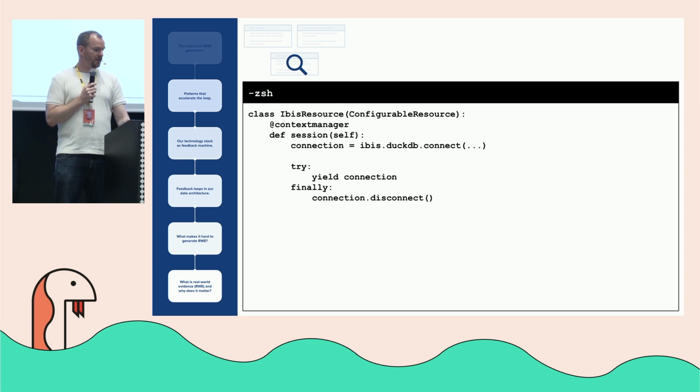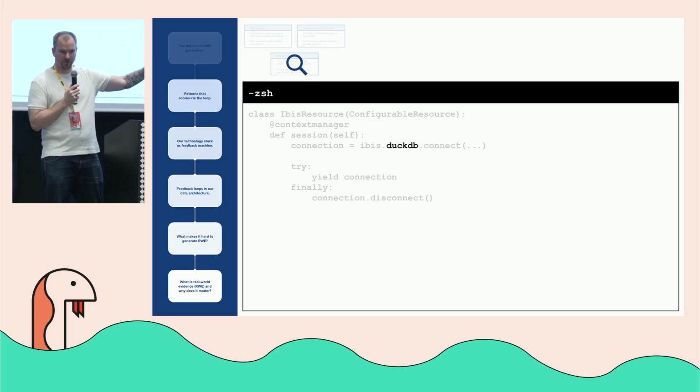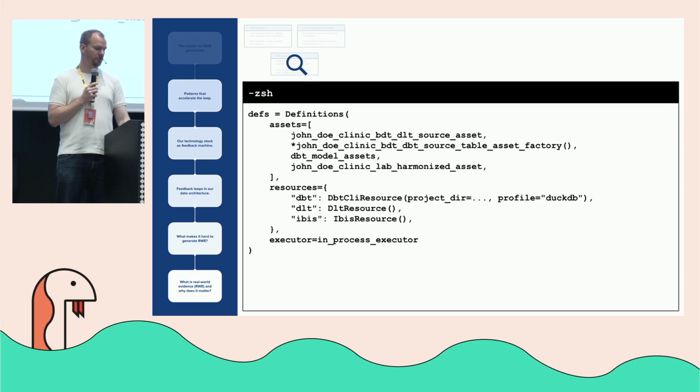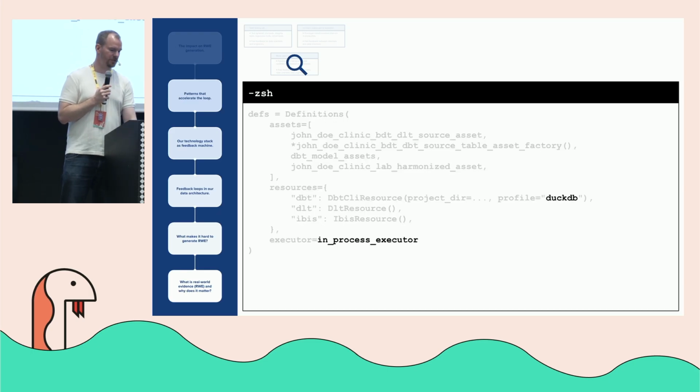And then the last thing, of course, is we need to update Ibis. Again, simple. Instead of using the Snowflake connector, we now use the DuckDB connector. Not much changes here. And for the DBT resource, we need to use the DuckDB profile.